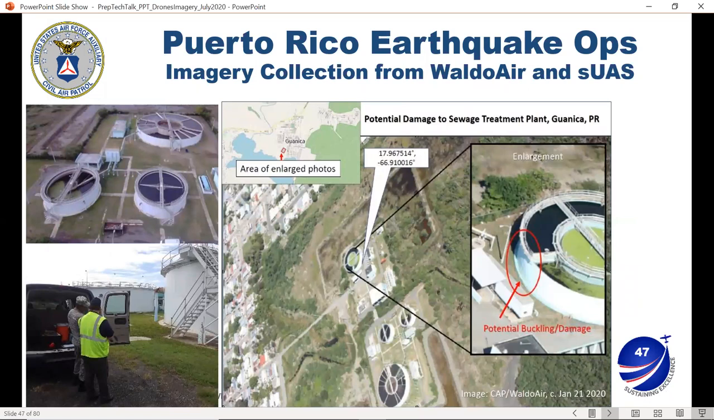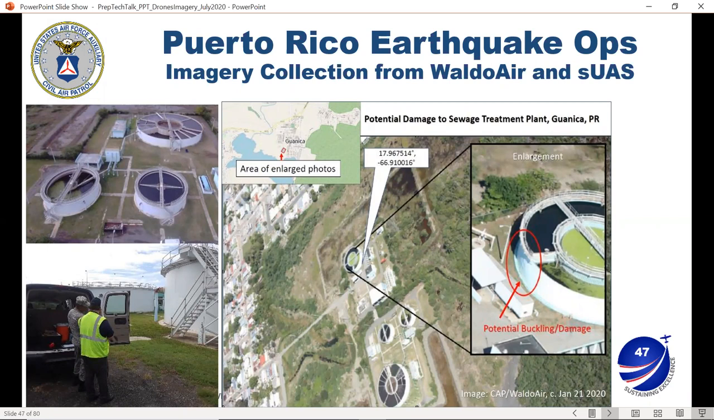So our teams were deployed initially to the southern part of Puerto Rico following the earthquakes at the end of, I believe it was December 28th. Our teams were on the ground shortly thereafter. And for the following 2 weeks, provided aerial imagery, flying over 100 sorties, delivering over 13,000 images, along with hours and hours of both infrared video, live stream video, and LiDAR sensing.